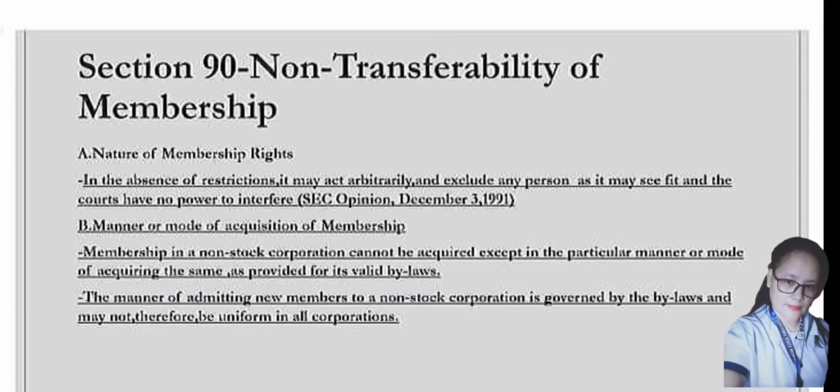The manner or mode of acquisition of membership. Membership in a non-stock corporation cannot be acquired except in the particular manner or mode of acquiring the same as provided for in its valid bylaws. The manner of admitting new members to a non-stock corporation is governed by bylaws and may not, therefore, be uniform in all corporations. So it differs, it depends on the corporation.